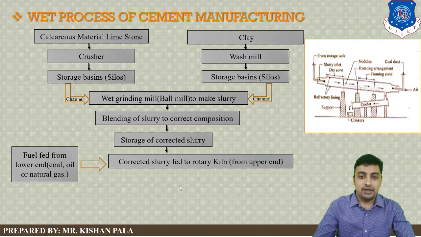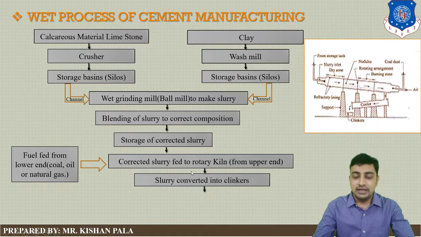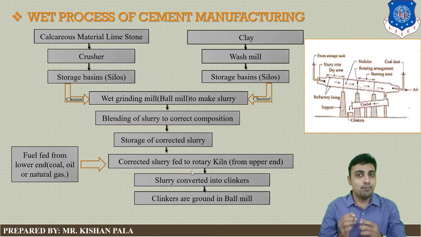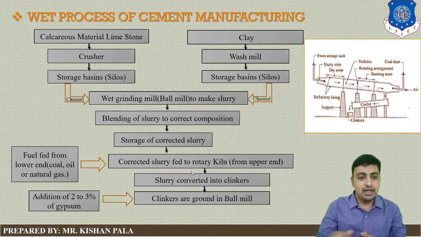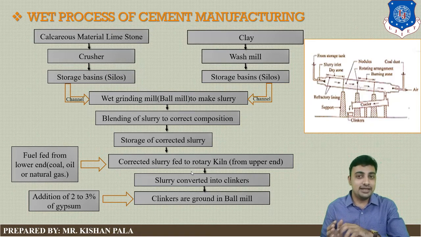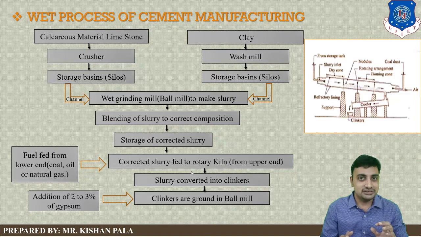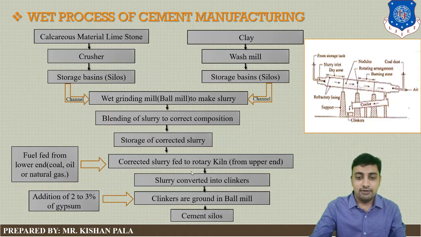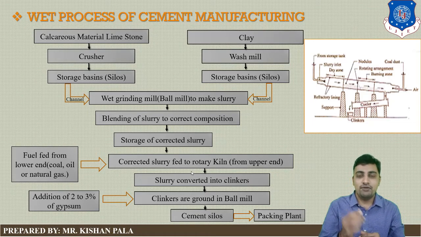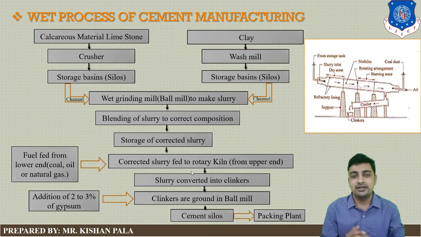Now we have clinkers, and these clinkers are allowed to fall into the ball mills, and then we have to add 2 to 3% of gypsum to prevent the flash set of the cement mass. Then the final product, cement, is stored in the silo and sent to the packing plant. Generally, cement is packed in bags of 50 kg or 0.035 cubic meters each.